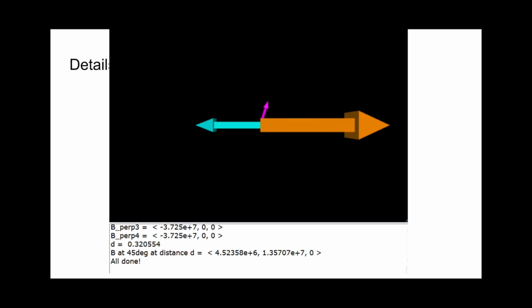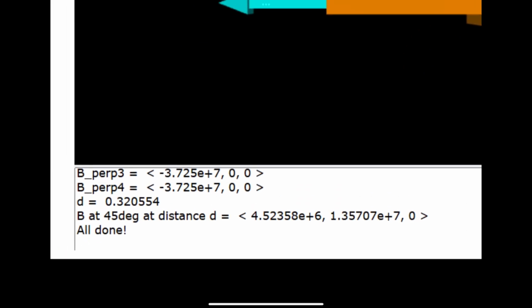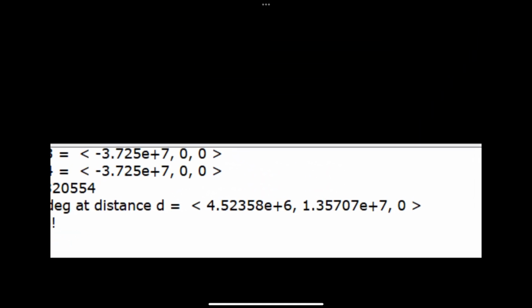The orange arrow is the on-axis measurement, the blue arrow is the perpendicular to axis measurement, and the purple arrow is the off-axis. And then from this, it calculated the predicted B, which is right here in the middle for me.